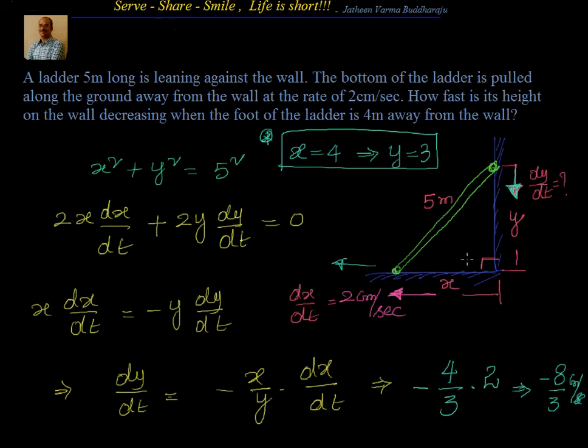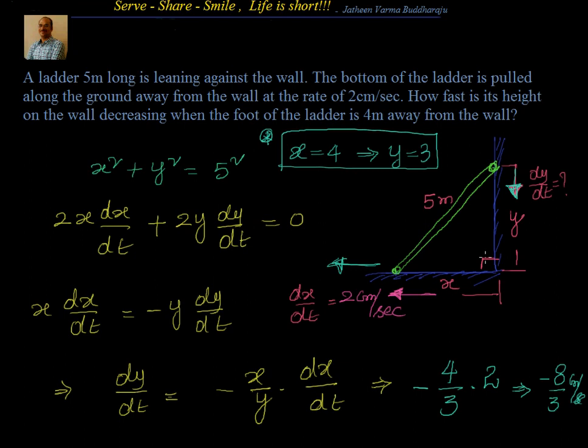Let me summarize this. A ladder 5 meter long is leaning against the wall. The bottom of the ladder is pulled along the ground away from the wall at the rate of 2 centimeter per second. If I take this as x and this as y, I have x square plus y square equal to 25, and given dx by dt is 2 centimeter per second. We have to find out what dy by dt is.